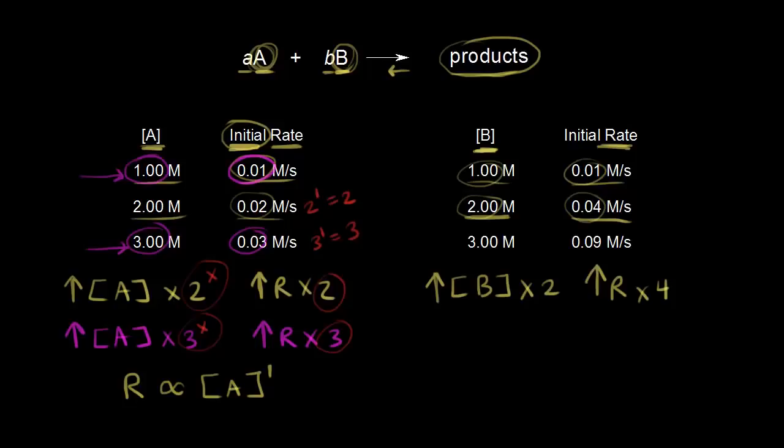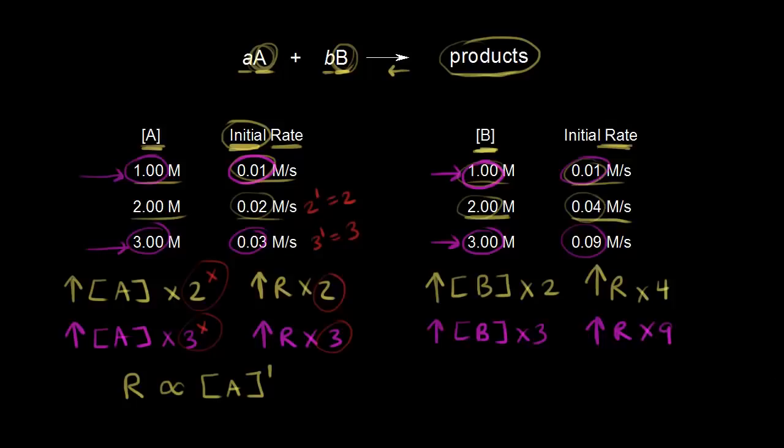Let's compare our first experiment with our third experiment now. We're going from a concentration of B of 1 molar to 3 molar. So we've increased the concentration of B by a factor of 3. And what happens to the rate? The rate goes from 0.01 to 0.09. So we've increased the rate by a factor of 9.